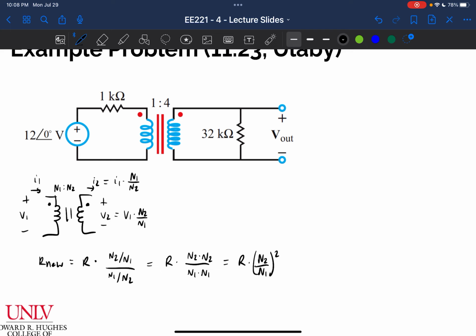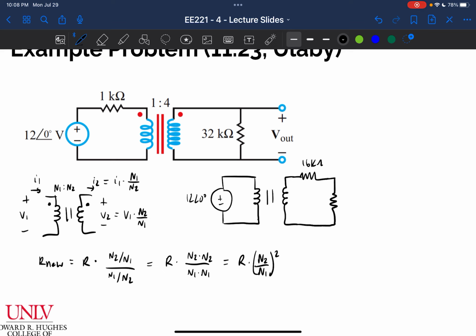And so what I'm basically saying is I can redraw this circuit now with my 12 angle 0 voltage. My resistor is no longer on the primary side. I've transformed it over to the secondary side, and it's going to appear right here as R multiplied by the turns ratio squared. Well, the turns ratio squared here is 4 squared, so that's 16. So this would show up as a 16 kilo ohm resistance. And now this resistor here is still 32K, and I'm looking for V out, right? That's the voltage that I want.